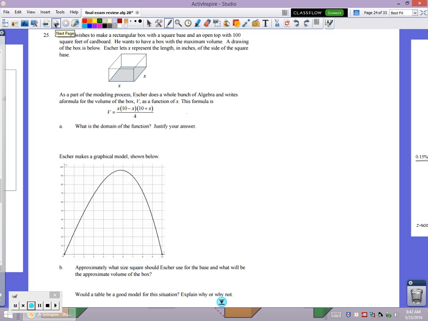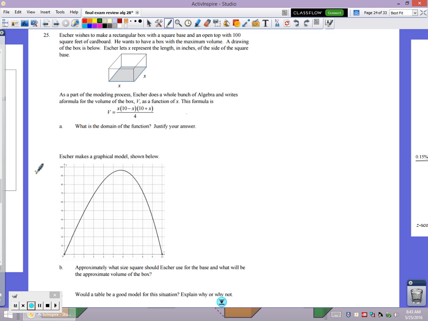Cool. I think this is the last problem in this section. It's the box problem. All right. Okay. So Escher, ooh, like MC Escher. Cool. Escher wishes to make a rectangular box with a square base and an open top with 100 square feet of cardboard. He wants to have a box with a maximum volume. A drawing of the box is below. Escher lets x represent the length in inches of the sides of the square base.